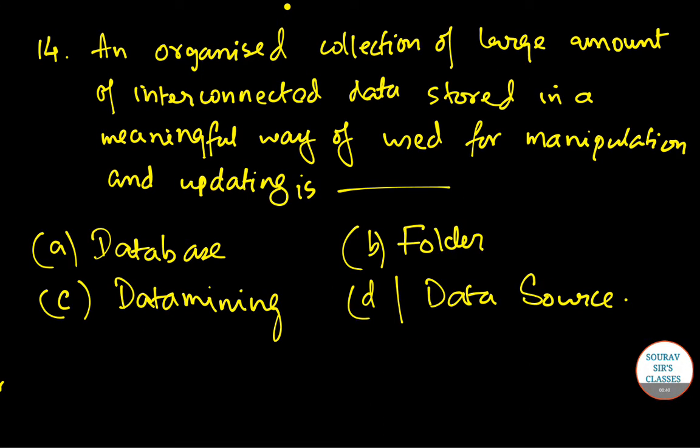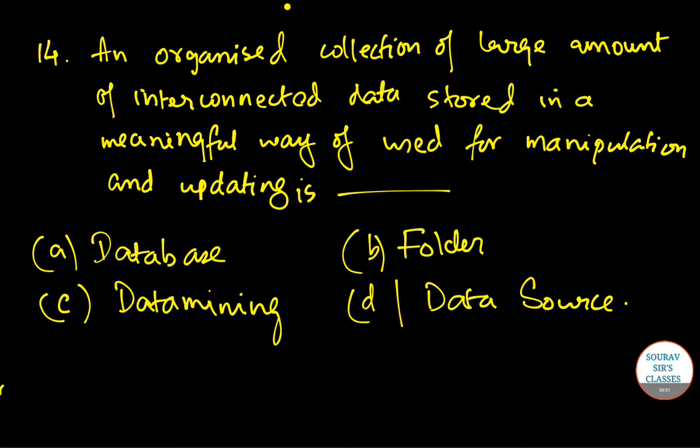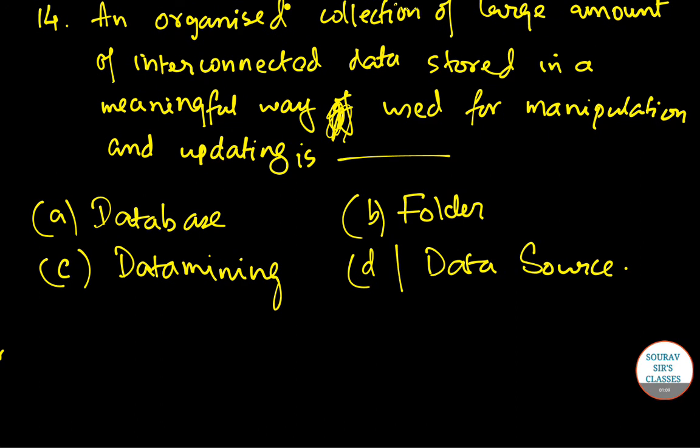So in question number 14, we have an organized collection of large amount of interconnected or interrelated data stored in a meaningful way used for manipulation and updating is. So we have option A as data, B as folder, C says data mining, and D says source. So option A says database, C says data mining, D is a data source, and B is folder.